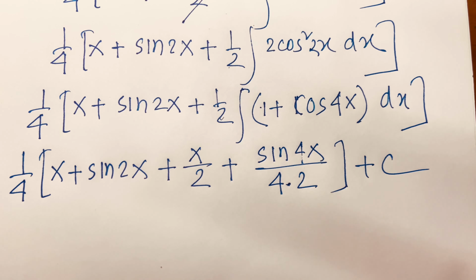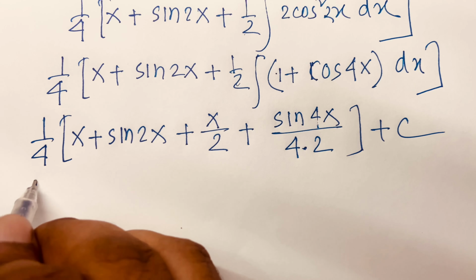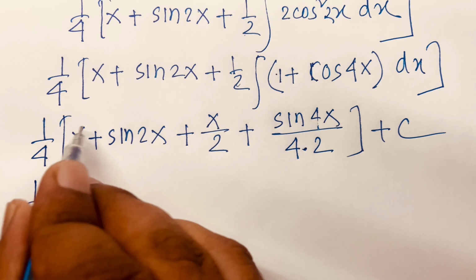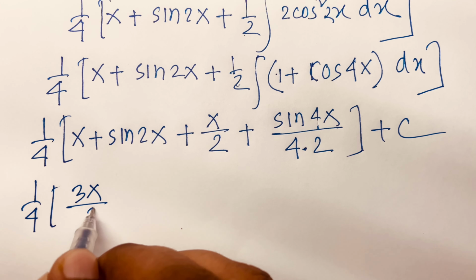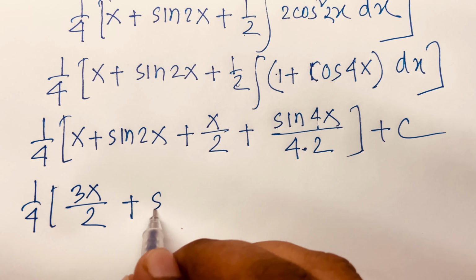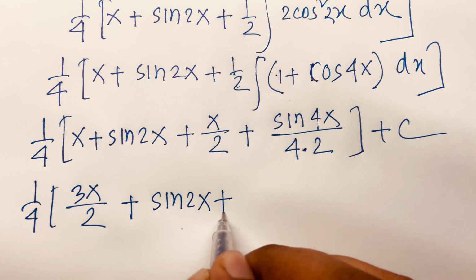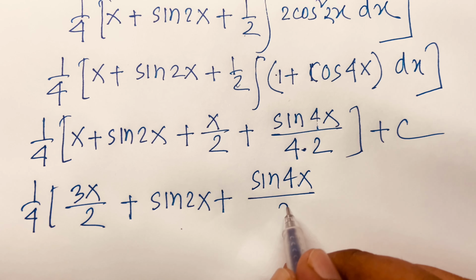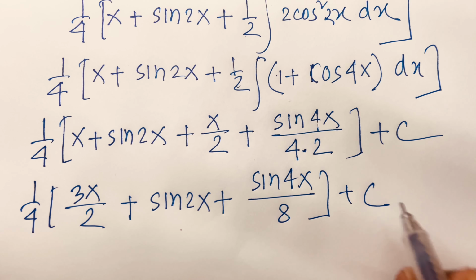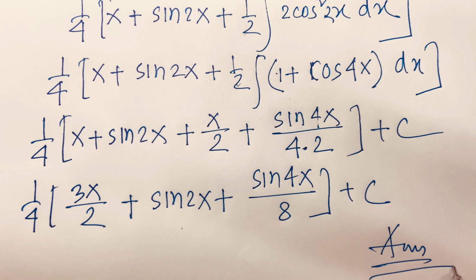plus c. Then I can say 1 over 4 x plus x by 2, it will be 3x over 2 plus sin twice x plus sin 4x over 4 times 2, it will be 8, plus c. This is our final answer.